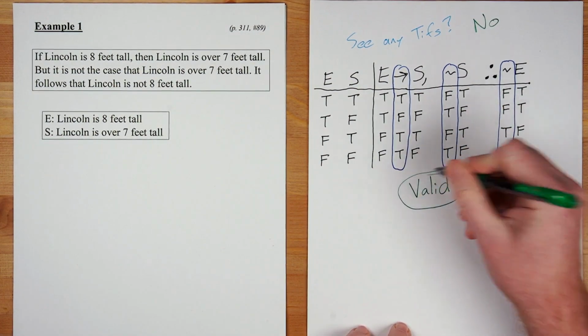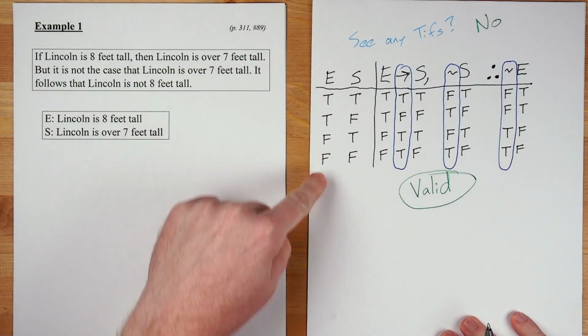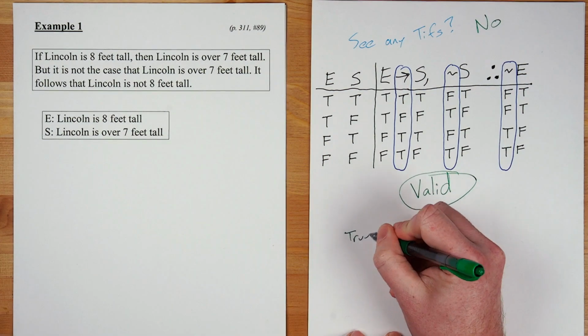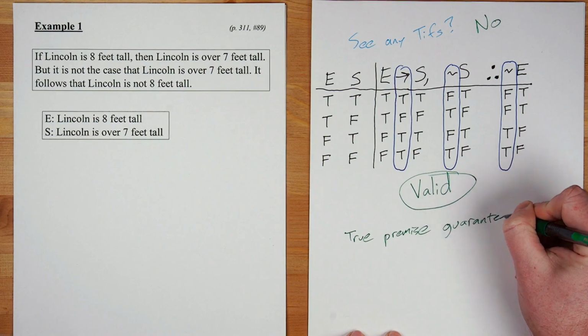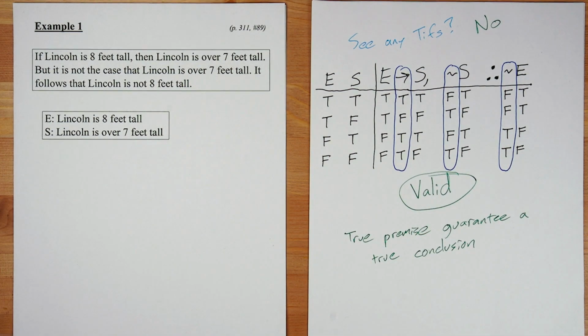Our truth table shows that when you consider every possible scenario for the truth and falsity of the parts of our argument, on none of those scenarios do true premises ever lead to a false conclusion. Instead, true premises always guarantee that the conclusion is true. And so this guarantee, that's what makes the argument valid.